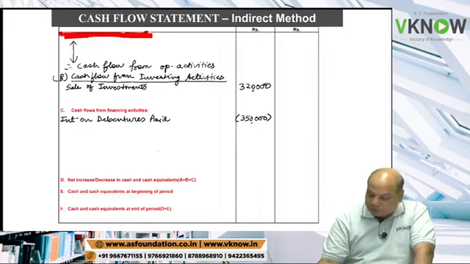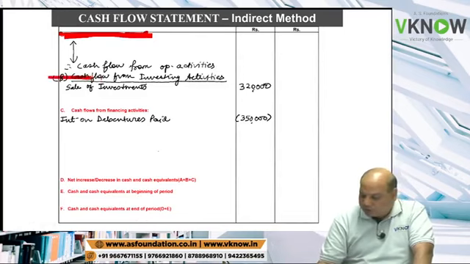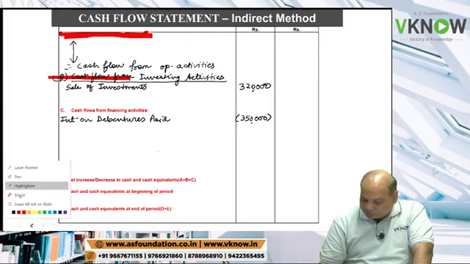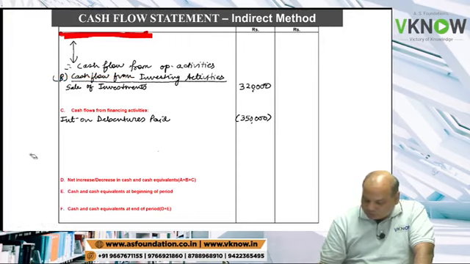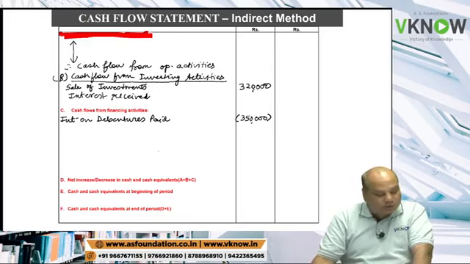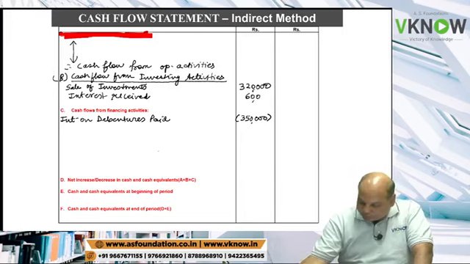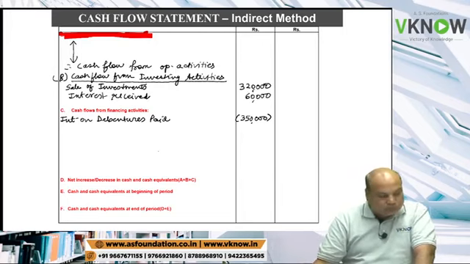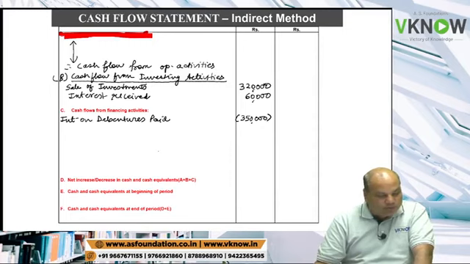So now in point number B, cash flow from investing activity, write down interest received on investment. Interest received on investment is 60,000. And then this point number 6, which is wrongly written as 6, it should have been B. Compensation received 90,000 by the company in a lawsuit filed.